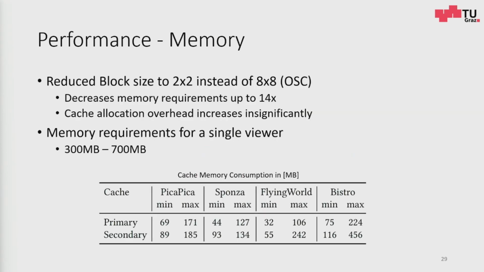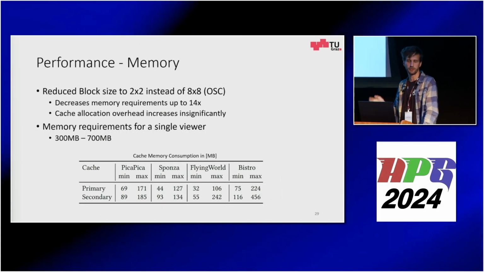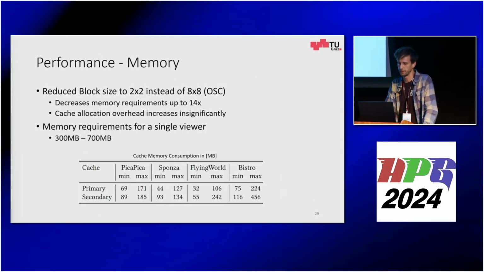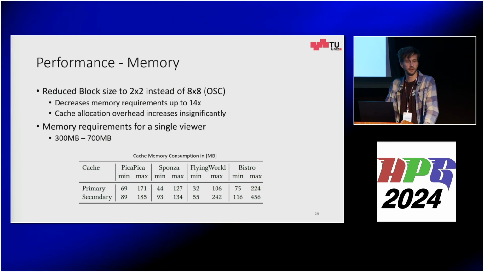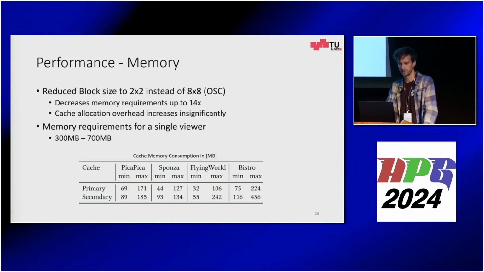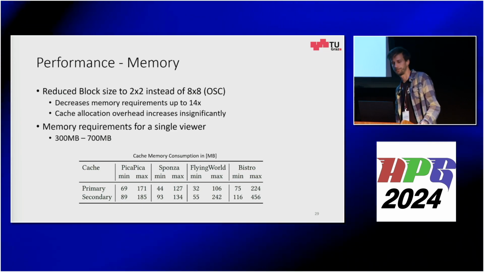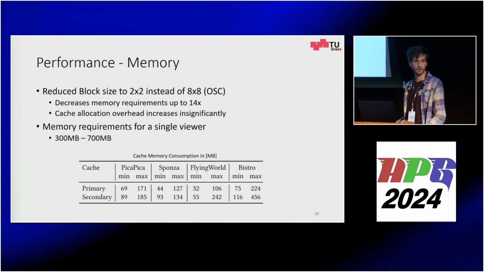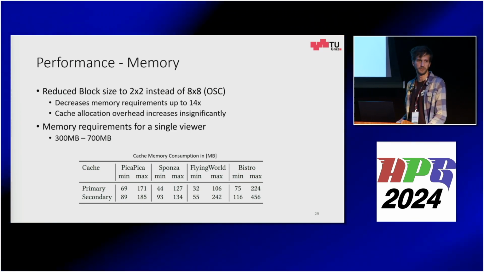For memory, we reduced the block size to 2 by 2 instead of 8 by 8 compared to OSC. So what is the block size? The block size is basically how many caches are allocated at once. So basically a chunk of caches to avoid having to allocate for every single cache all the time. And this resulted in a reduction of memory usage of up to 14x. This is because if you have a too large block size, all those caches in there are unused, especially when you deal with fine and detailed geometry.